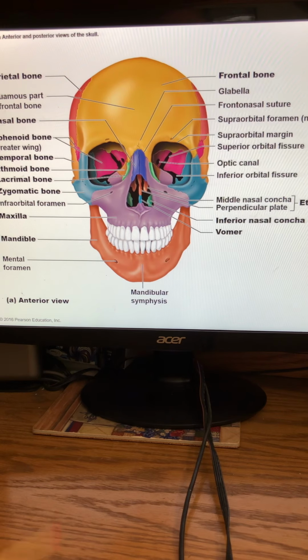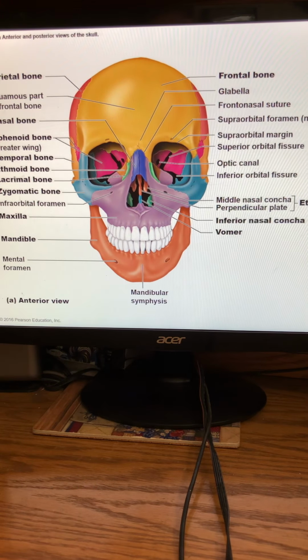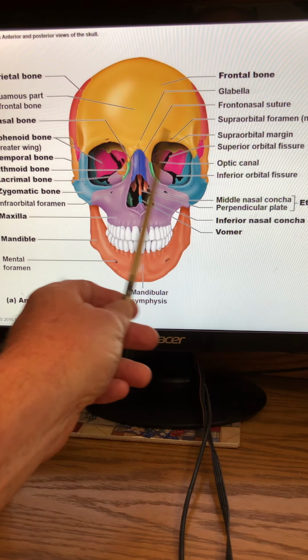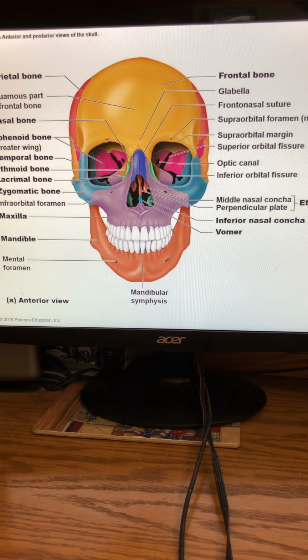In the center of your supraorbital margin is a hole or a notch. The hole would be the supraorbital foramen, and the notch would be the supraorbital notch. In between each of these supraorbital margins, on the left side and the right side, is a space that is called the glabella. The reason it's called the glabella is because of the sinuses that are underneath the supraorbital margin.